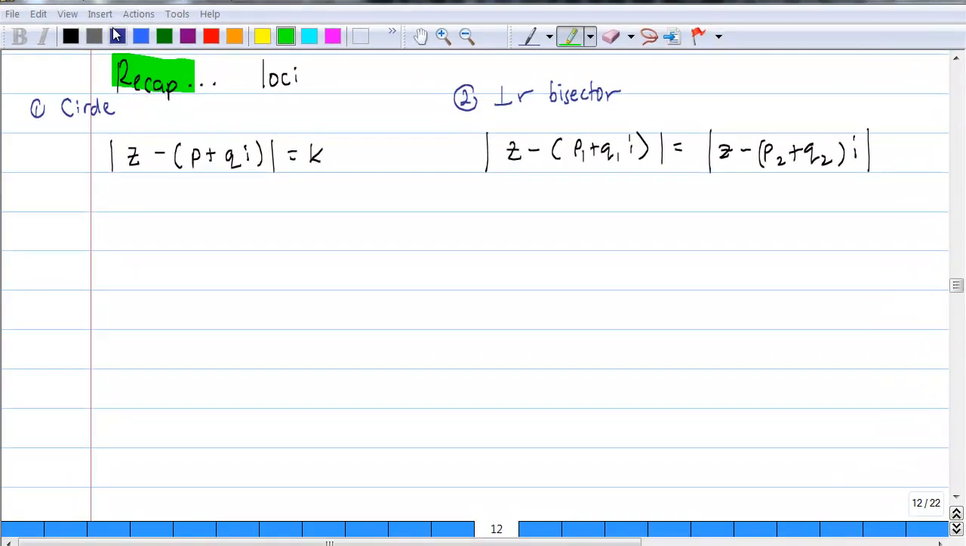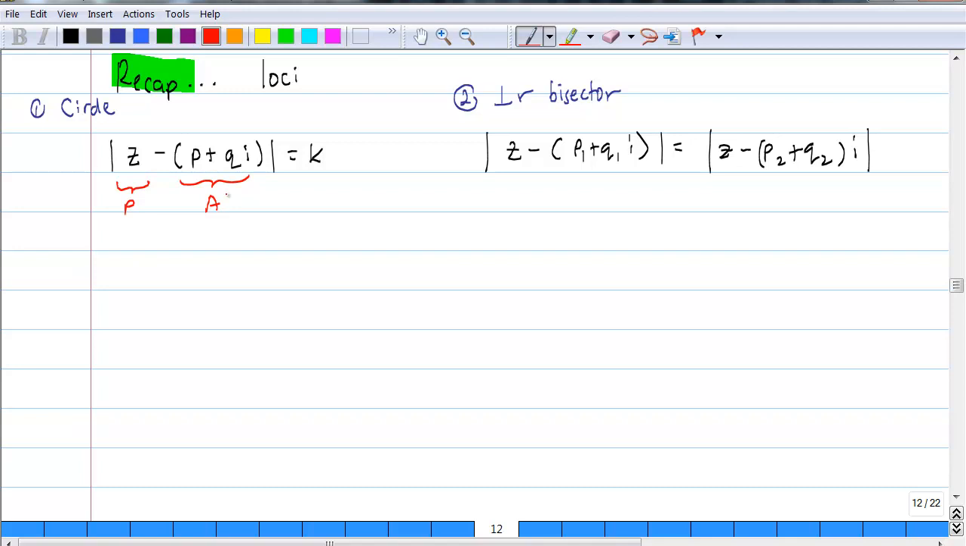Now the variable complex number z, alright, is represented by the point P. Here's my point P. And the fixed complex number p plus qi is represented by the point A. Now in this equation, we understand that the distance between P and A is always k.